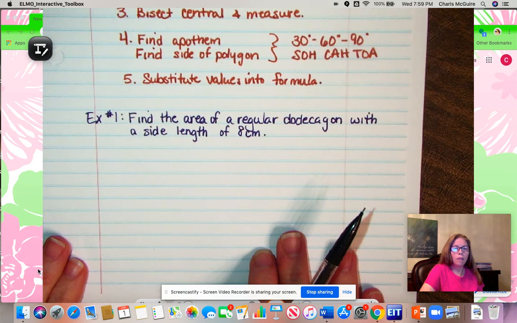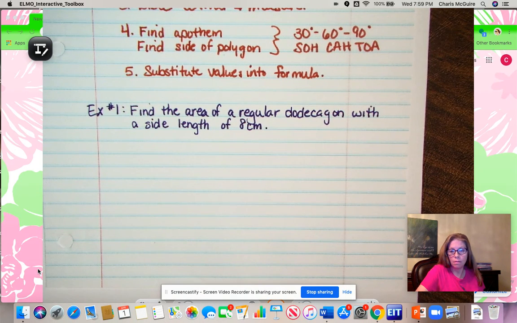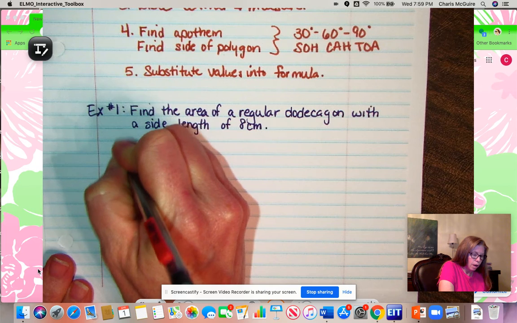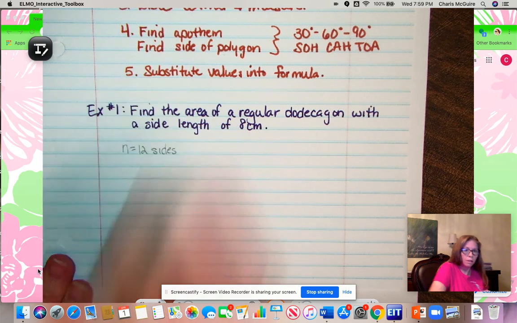But looking at the first problem that I have for you, we are going to find the area of a regular dodecagon with a side length of 8 centimeters. So first thing I want to know is how many sides does a dodecagon have? Hopefully you said 12. Yes, so the number of sides, or our n value, is 12. We have 12 sides on a dodecagon.